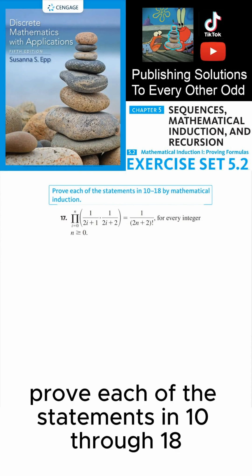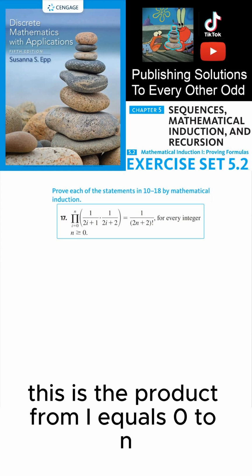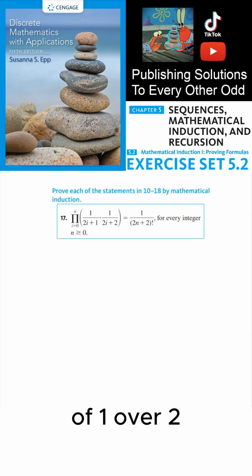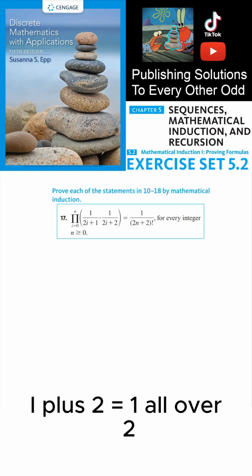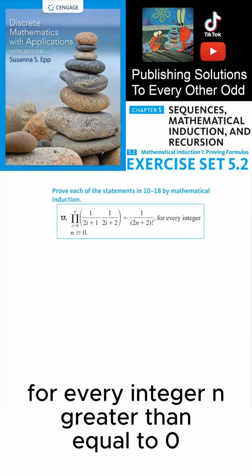Prove each of the statements in 10 through 18 by mathematical induction. This is the product from i equals 0 to n of 1 over 2i plus 1 times 1 over 2i plus 2 equals 1 all over 2n plus 2 factorial, for every integer n greater than or equal to 0.